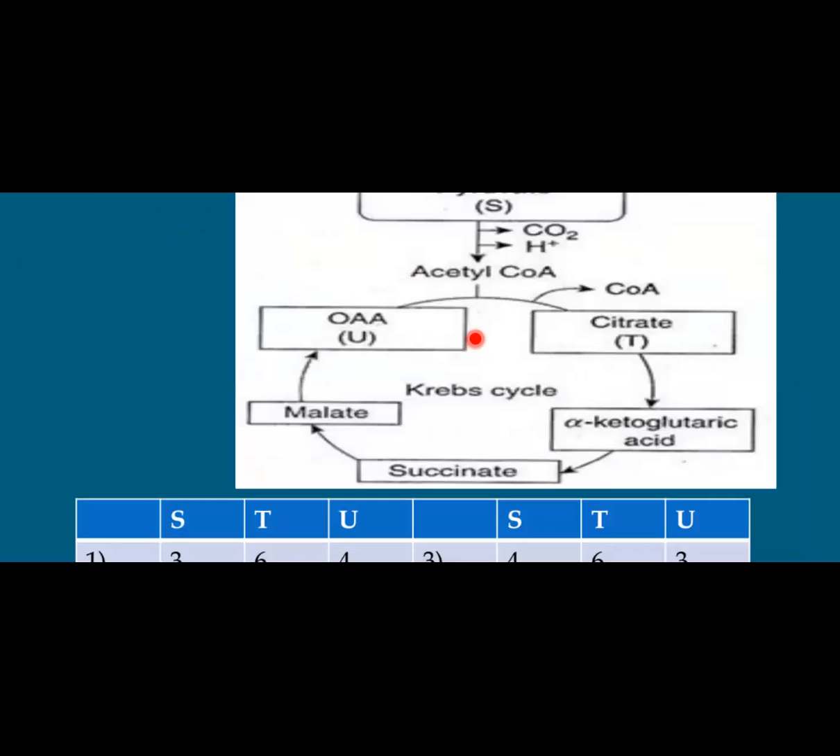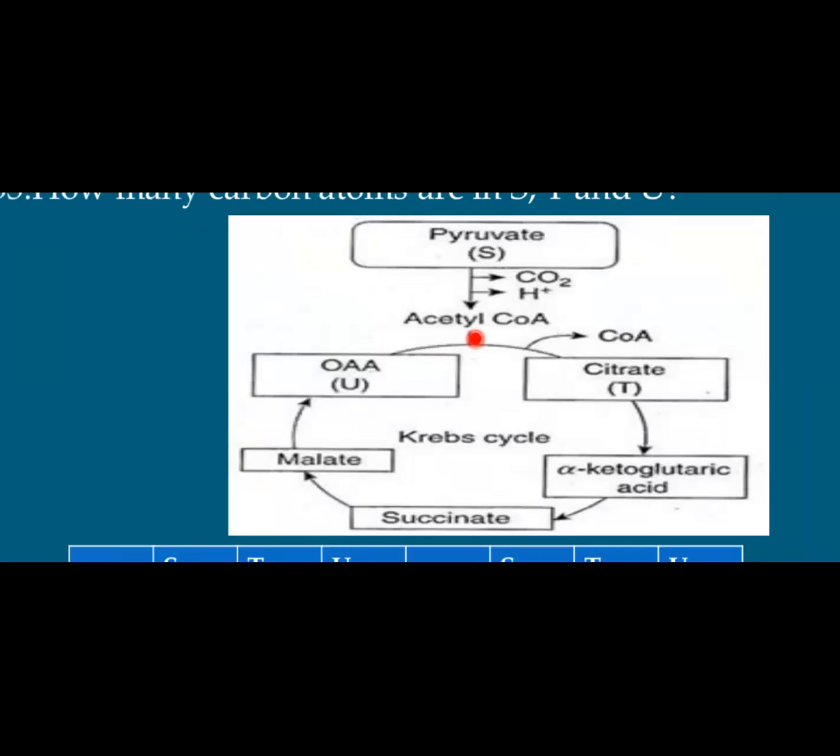So let us see what S, T and U are in this diagram. S is nothing but pyruvate, which is already mentioned here. T is citric acid and U is oxaloacetic acid. So how many carbons are there in pyruvic acid? We all know that pyruvate consists of 3 carbons. So S is 3C. Citric acid consists of 6 carbons.